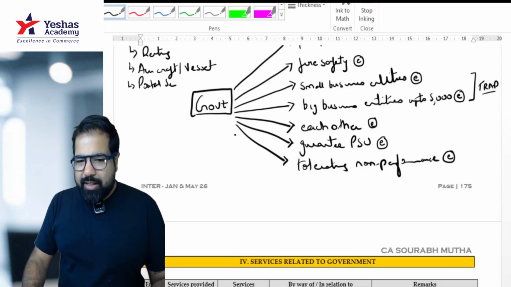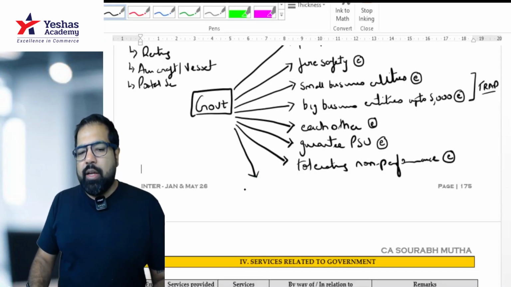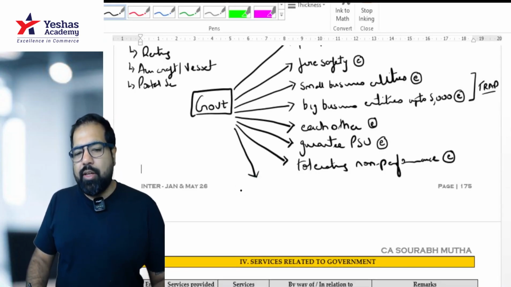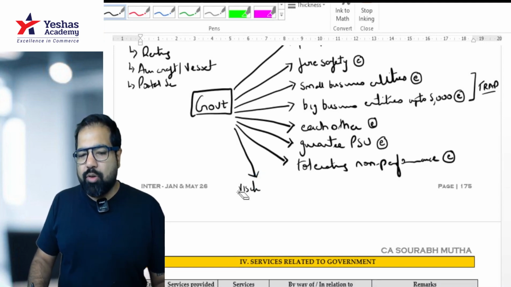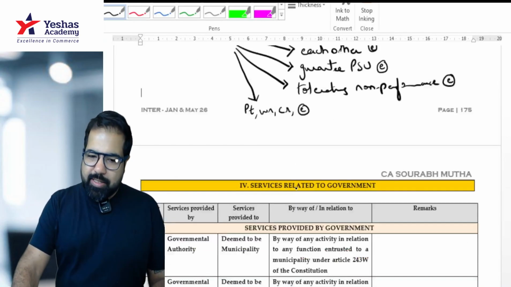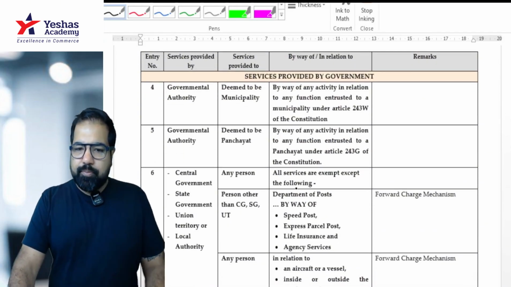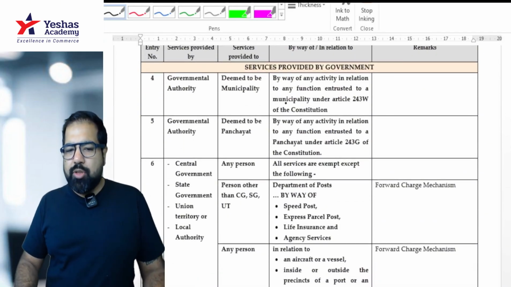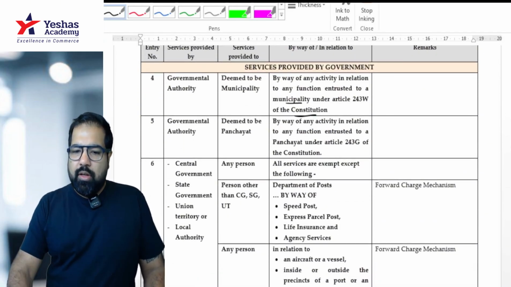Anything else? Yes, very recently something new was added in the railways. If you have any visiting ticket, platform ticket it's called. So if you buy any platform ticket in the railways or any waiting room charges or cloak room charges, then in those charges there will be no GST. It will be completely exempt. Let's move ahead. Any function entrusted to the municipality by the constitution.